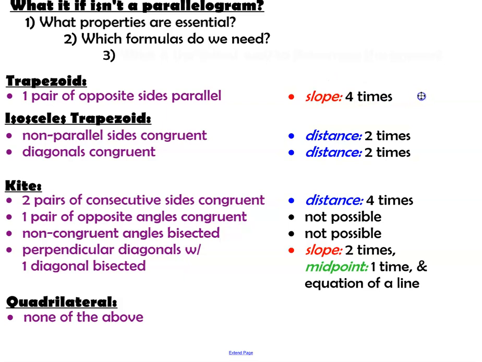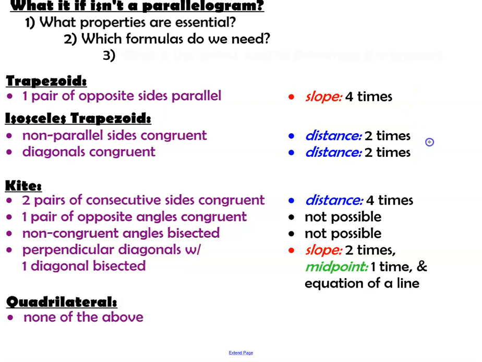Because in that parallelogram check we would have already done the slope 4 times, if you have 1 pair of opposite sides parallel, you'll know it's a trapezoid. And if you have no sides parallel, you would jump down to your kite check. Okay, so let's say we found 1 pair of sides parallel. Then you would do an isosceles trapezoid check.